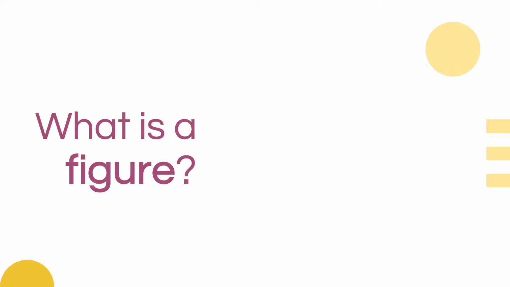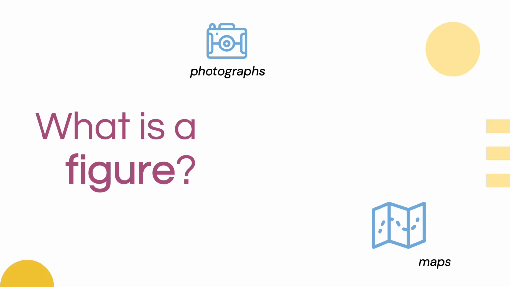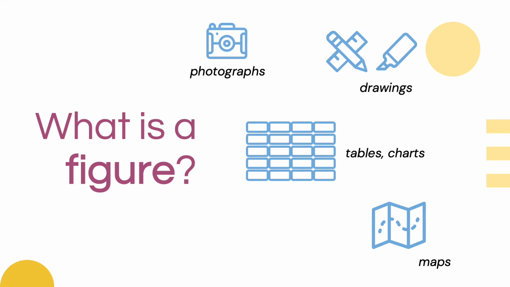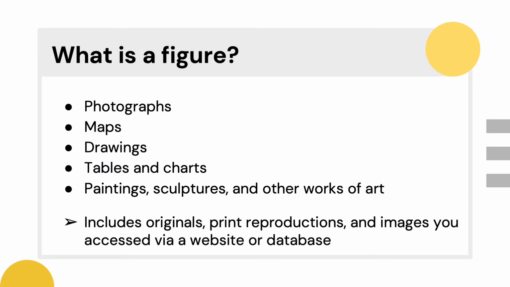Figure is a broad term used in Turabian style to describe images and illustrations you reference in your research. Figures can include photographs, maps, diagrams and drawings, tables and charts, as well as paintings, sculptures, and other works of art. Figures may be original images, reproductions printed in books and journals, or images accessed online via a website or a database.